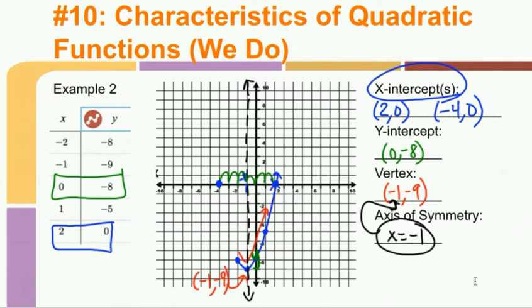With the x-intercepts, the y-intercept, the vertex, and the axis of symmetry, I'm able to draw at least a rough idea of what this parabola is going to look like on the left side. If you want to erase some of this stuff in the middle so that you can really see the parabola, that's up to you. Okay, let's look at the third example.